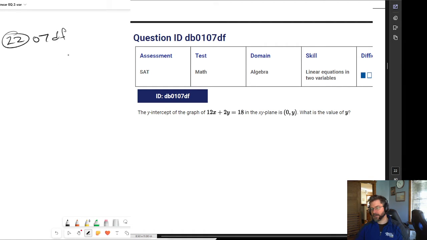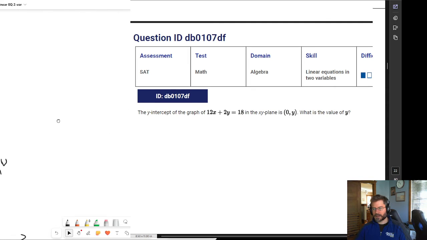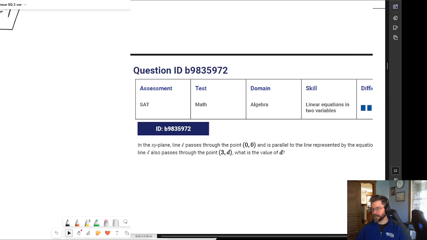the definition that we reviewed earlier in that format, ax plus by equals c. And this is why I make my students memorize this formula, because the y-intercept is c over b. And in this circumstance, that's going to be 18 over 2. So, of course, the y-intercept is 9. And that's going to be very, very quick to solve if you have your stuff memorized.